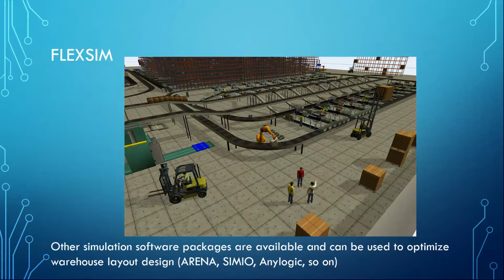There are other software or simulation packages that can be used, such as Arena, Simio, and AnyLogic, with some capabilities of even changing the programming code in the background, and adding more symbols and changing the system to mimic the actual warehouse or the actual movement of items within the warehouse.